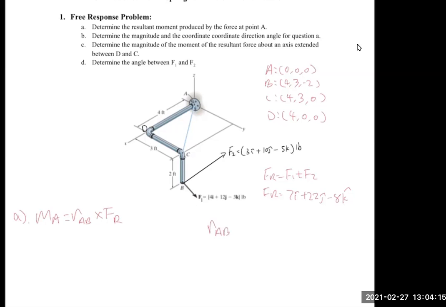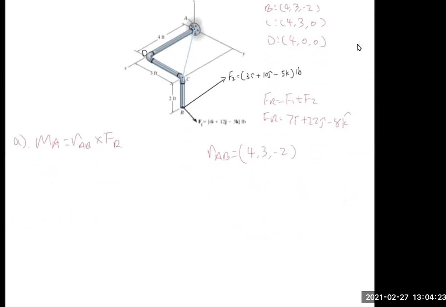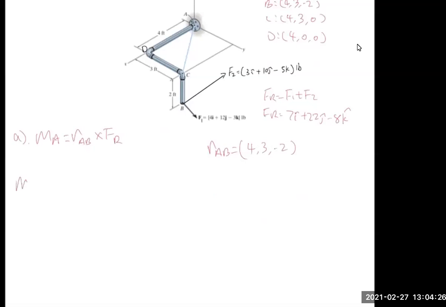B minus A, so it's the same thing because it's at the origin. Okay, all right. So I found my RAB, and then I can do my moment equation. So MA equals I hat, J hat, and K hat. And then RAB, so 4, 3, -2.